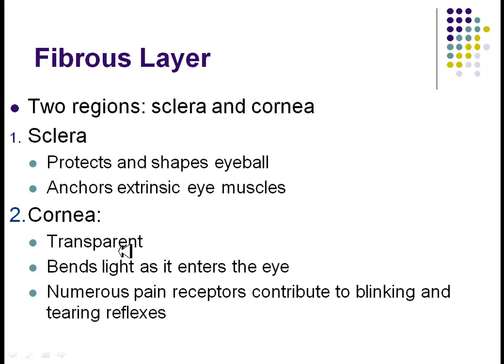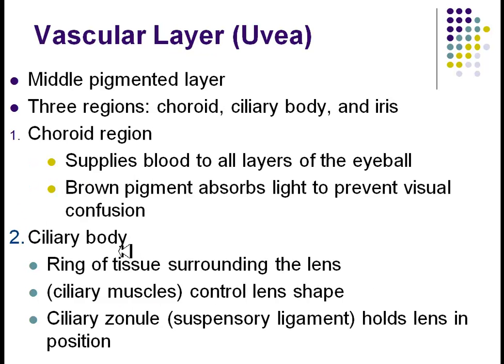Your fibrous layer is made up of two major regions, the sclera and the cornea. The sclera is protective in nature, mostly connective tissue, and that's where those eye muscles we just looked at are actually anchored. The cornea is our transparent layer. It bends light, just like any lens basically does, right before the light actually hits the lens. Lots of pain receptors go through here, so this is why you tear up and have a feeling, the pain receptors from the eye.